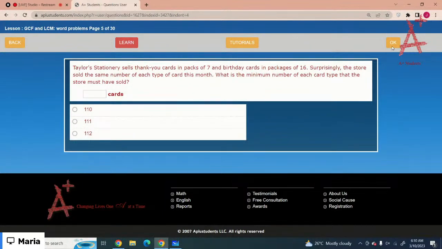Taylor's Stationery sells thank you cards in packs of 7 and birthday cards in packages of 16. Surprisingly, the store sold the same number of each type of card this month. What is the minimum number of each card that the store must have sold? So basically 7 and 16. 7 is a prime number, so they don't have any common multiple. In case you don't have any common multiple, you can just multiply the numbers. 16 times 7 is 112. So the correct option is 112.